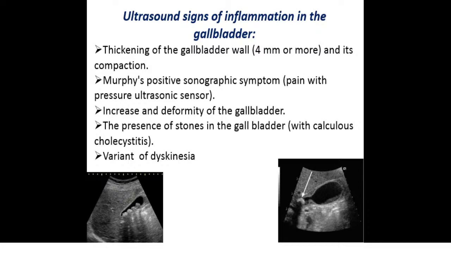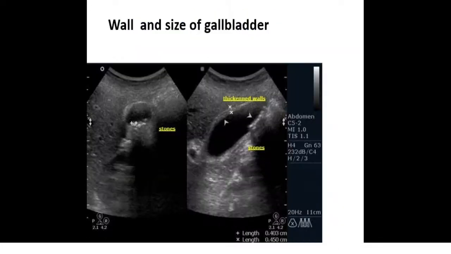In this we can see stone in gallbladder, we can see stone in cystic duct, bile duct stone, and also ultrasound examination, and we can determine size of the gallbladder and presence or absence of stone.